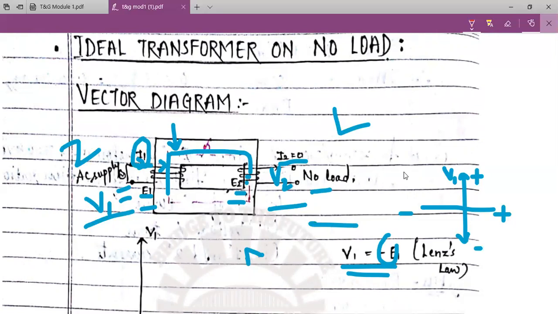For the OC and SC tests, whatever explanation is in your lab manual, the same thing you can write, no problem. Also, I'll give you the words to write. Once you finish all-day efficiency, I'll explain voltage regulation and its significance, then we'll solve some problems. You practice those problems, they may ask problems also.